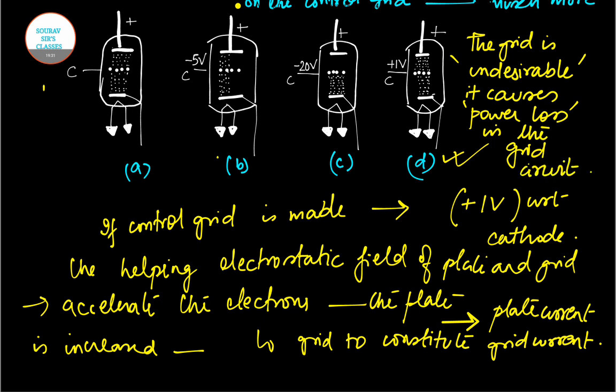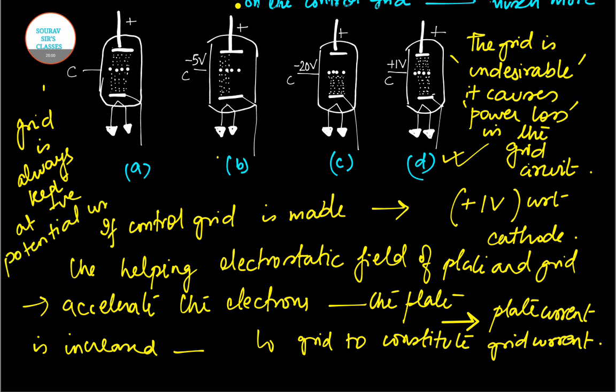So I'll ask you to pause the video and think about what should be the result of this analysis. It is that therefore the grid is always kept at negative potential with respect to cathode, or otherwise there will be a situation of power loss if you made it even slightly positive with respect to cathode.